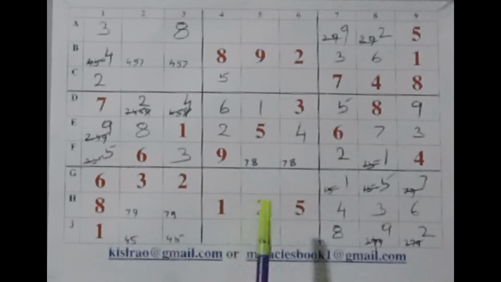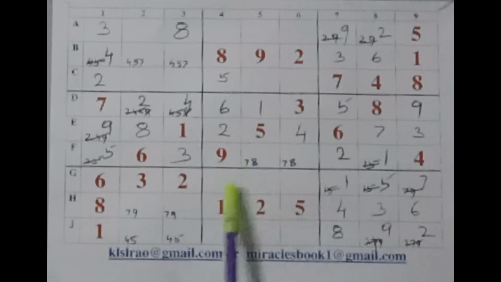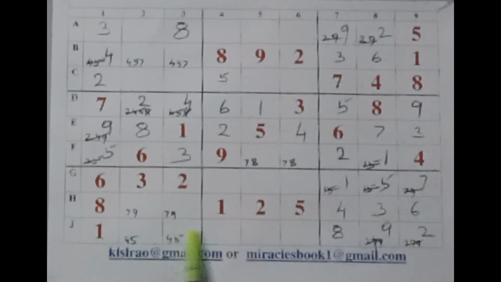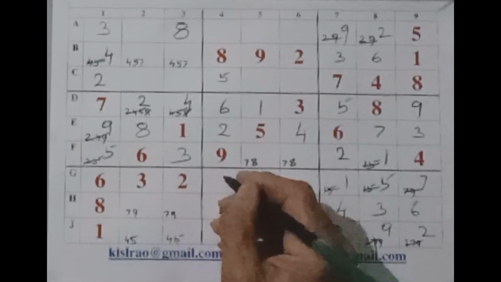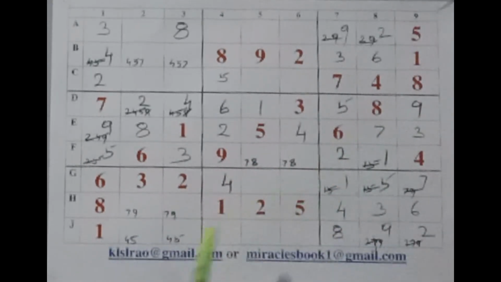Now what shall we do? This column number 4 is having 3 vacancies now. We'll see what we require. We require 3, 4 and 7. 3 here and 7 there. That means this is the place for 4. See, we search and we get.